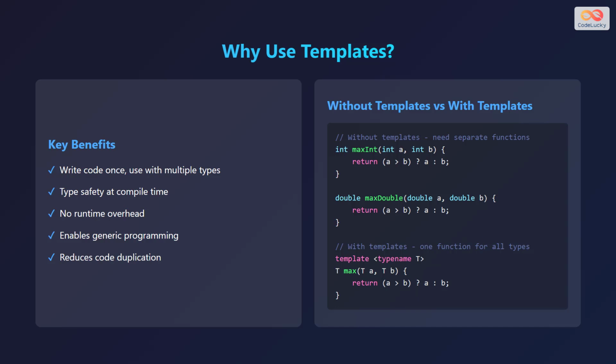Let's look at an example. Without templates, you might need separate functions for each data type, such as maxInt for integers and maxDouble for doubles. With templates, you can create a single max function that works for all types. The code shows both approaches for comparison.